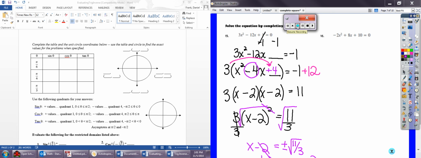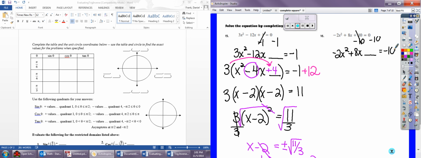All right, here we go. Step 1, just like you said, we have to subtract 10 from both sides. We're left with negative 2x squared plus 8x blank equals negative 10. What's the next step? Factor out negative 2. Good. So I'm left with x squared. What's going to go here? Minus 4. Good. Because we divide that by negative 2, we get negative 4.